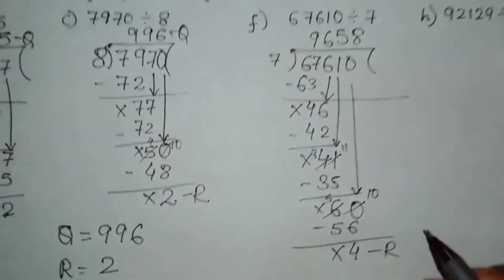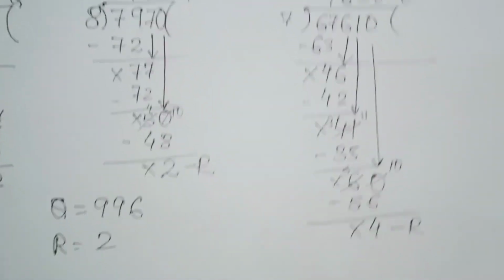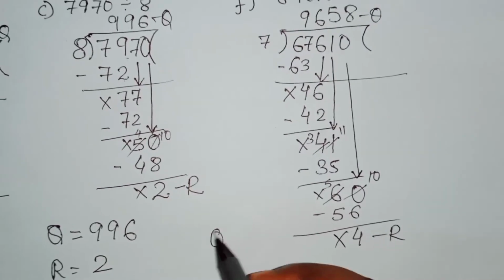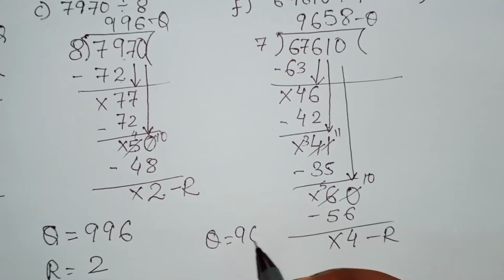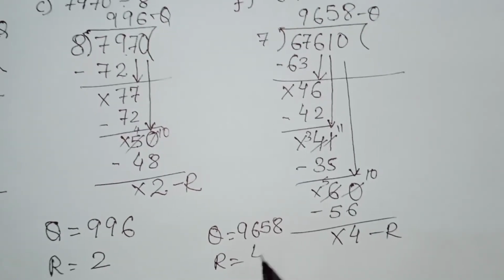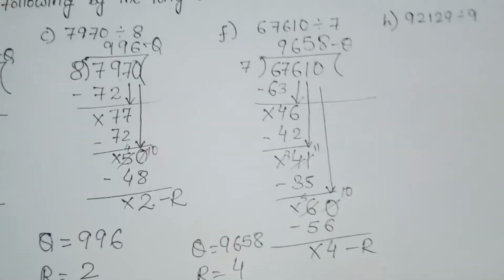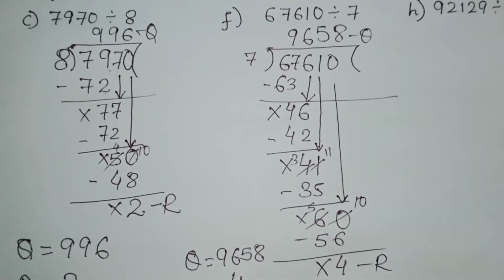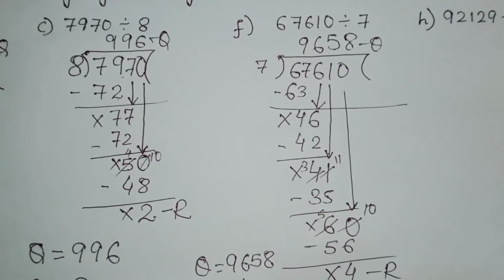So this one is the remainder and this one is the quotient. So what is the quotient? 9658, and what is the remainder? 4. So you have to read 7 table and you have to see whether that number comes in that table or not. One by one you have to see that.